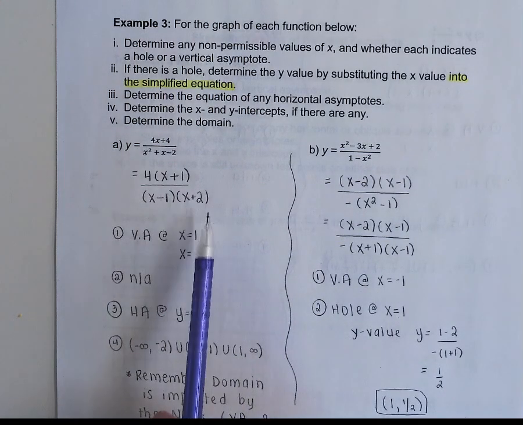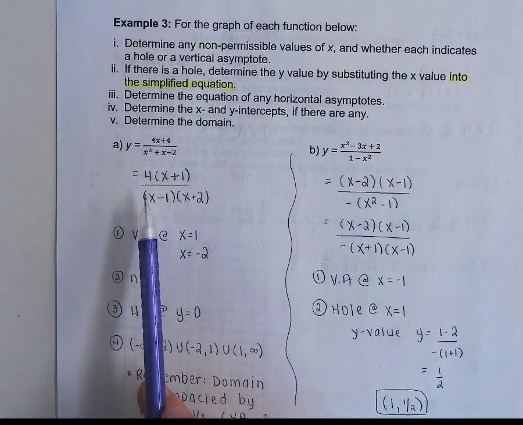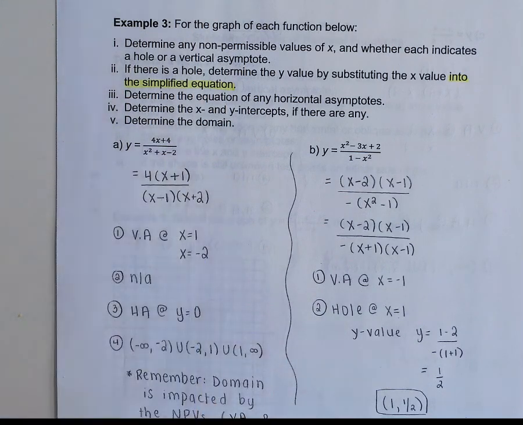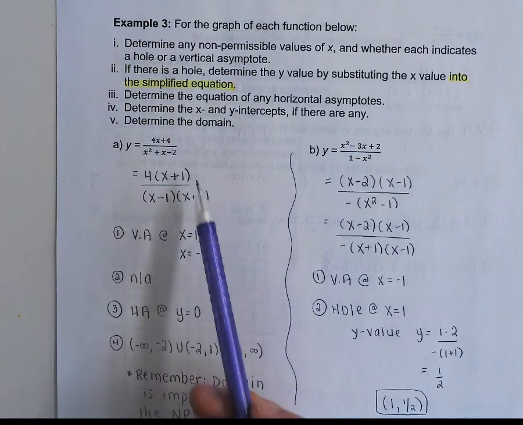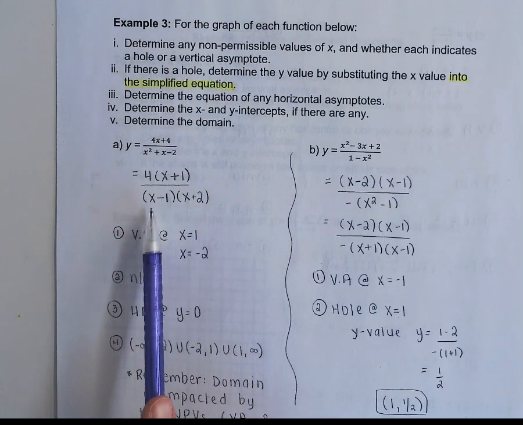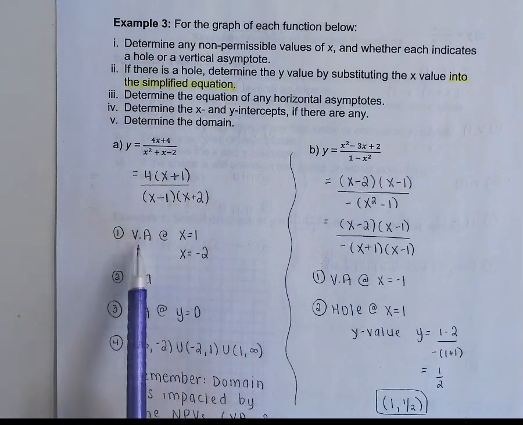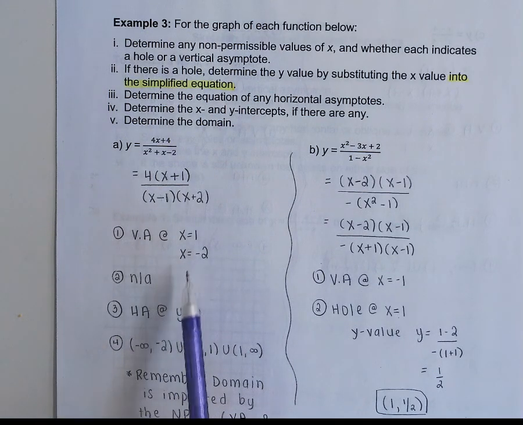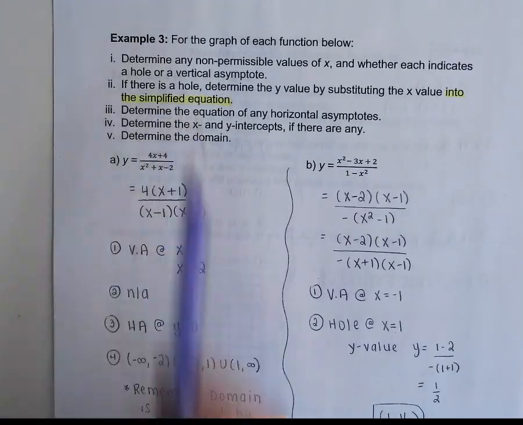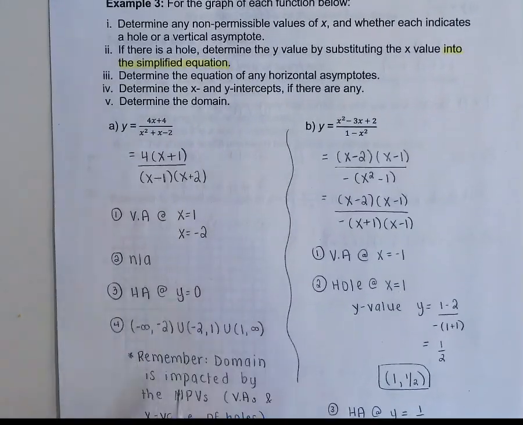So, if we look at our first example, the first thing that I did was I factored everything. So on the top, I factored out the common factor of 4 times x plus 1, and on the bottom, I factored the trinomial. So you'll see here when I'm looking at my factors, I have no common factors. I just have a non-permissible value of 1 and a non-permissible value of negative 2, and those are vertical asymptotes. So for step number 2, it asked if there's a hole, determine the y value. In this case, there is no hole, so I just put not applicable. Tried to keep this nice and organized for you.